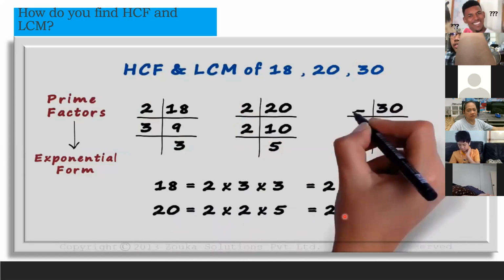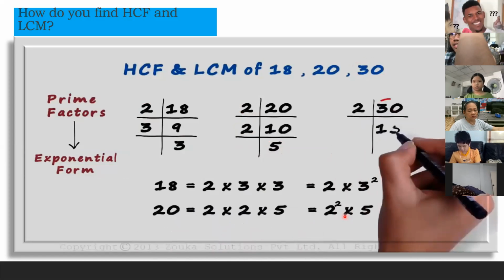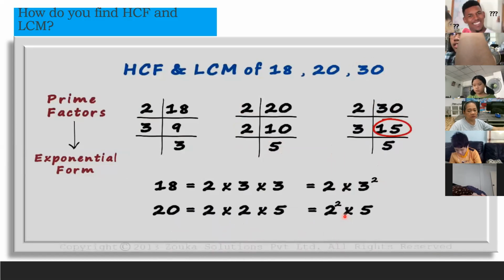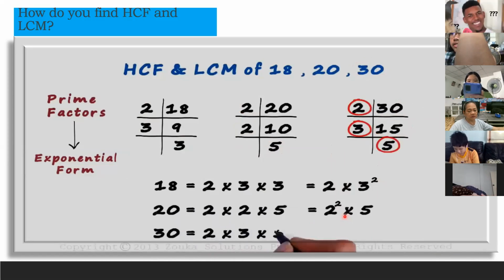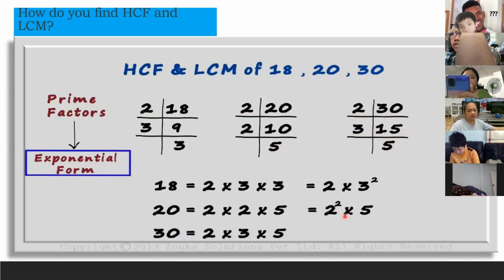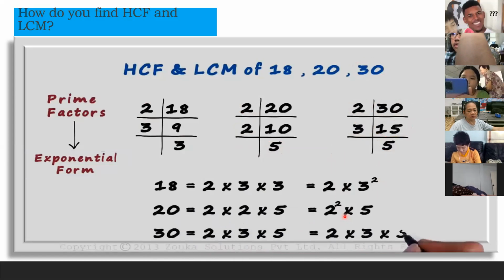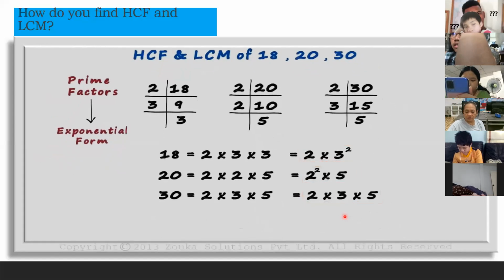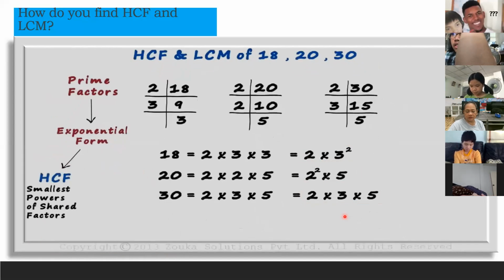It is divisible by 2, and 2 times 15 is 30. 3 times 5 is 15. So we can write 30 as 2 times 3 times 5. And in exponential form as well, it is written in the same way. Now that we have written all three numbers in exponential form, we can move on to find the HCF and LCM. To find the HCF, we multiply the smallest powers of shared factors. So let's find the HCF first.